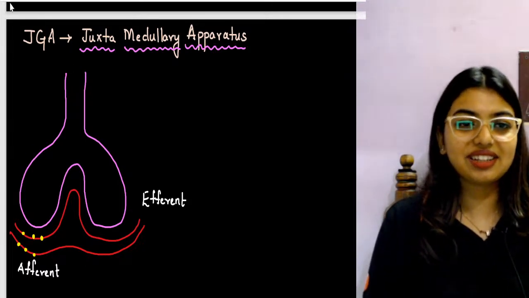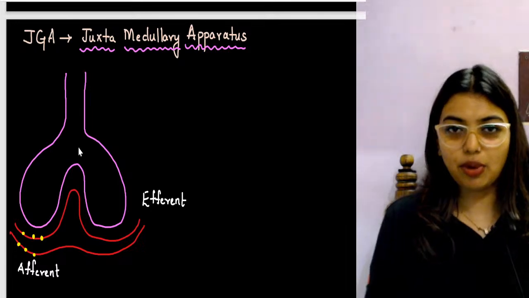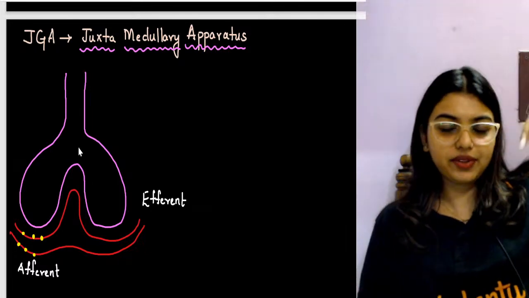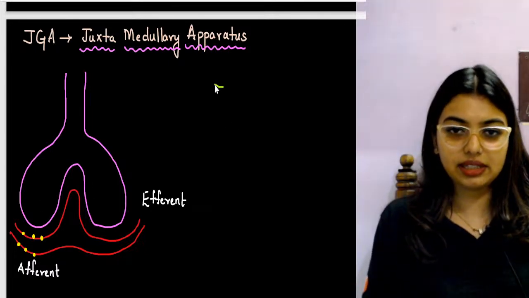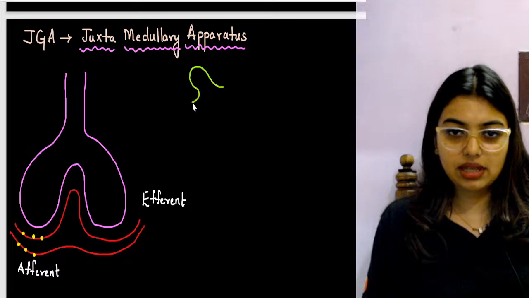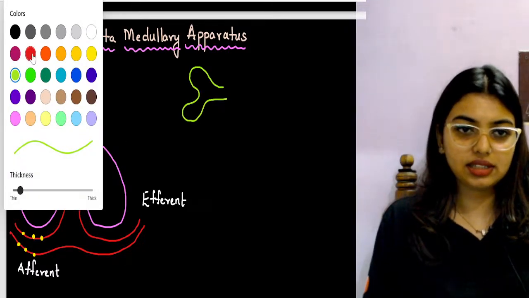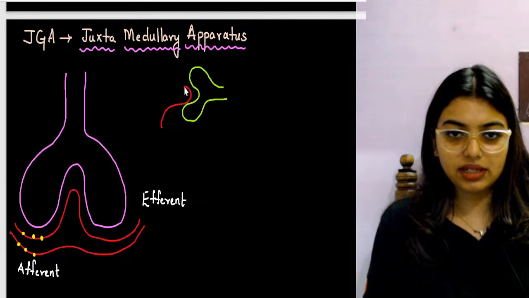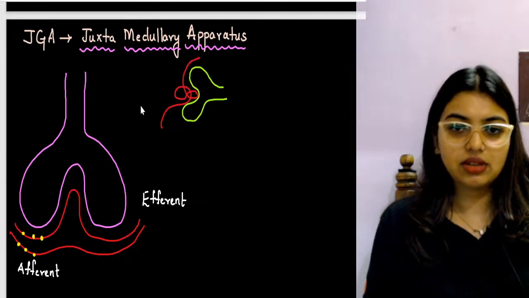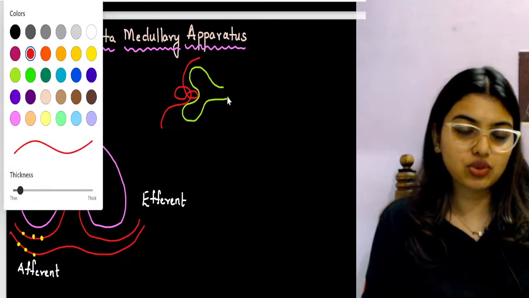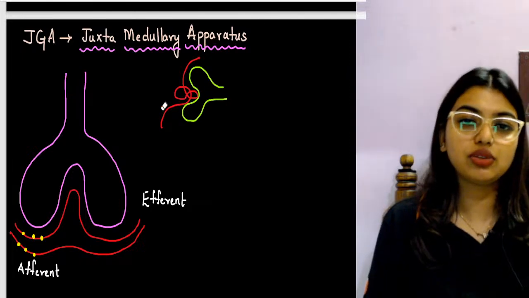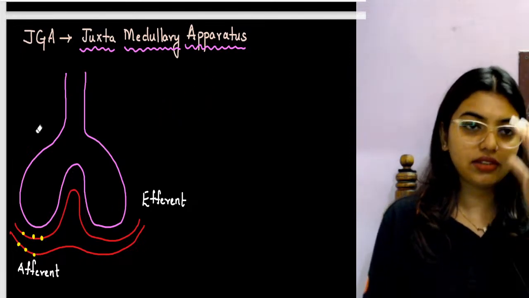Now listen, look here. This is your Bowman's capsule. I have made it upside down. How is your Bowman's capsule? Like this. This is your glomerulus. Yes or no? Now students, the DCT will come very close to this. So if I do not draw it upside down, you will not understand it. That's why I've drawn it upside down.